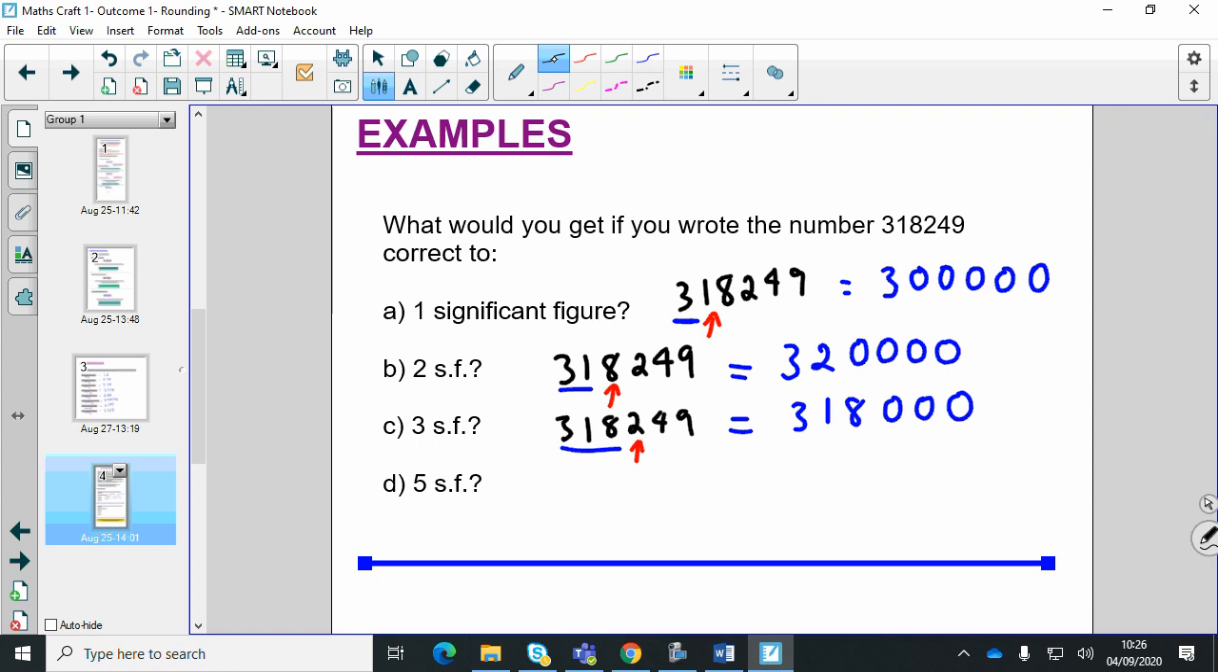Finally, 5 significant figures. So I'm going to underline the first 5 and then check this one here to see whether we round up or not. So because the 9 is bigger than 5, the 4 is going to round up to 5. So we get 31825 and then 0. So that's an even better approximation of the population of that city.